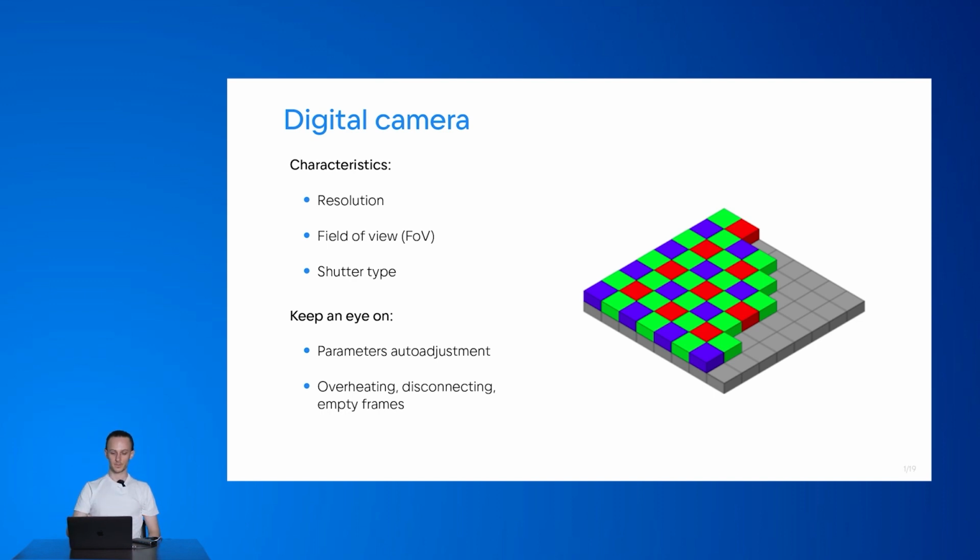One more thing is a variety of different errors that could occur during the usage of the camera. Cameras are really not perfect, and they could break, they can disconnect. We have to handle that in the code.